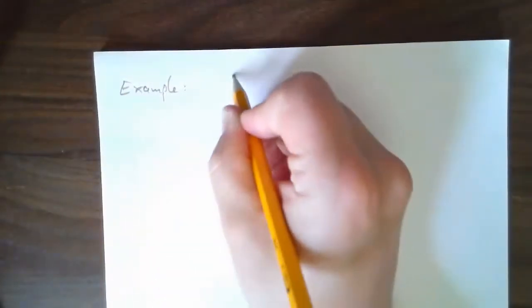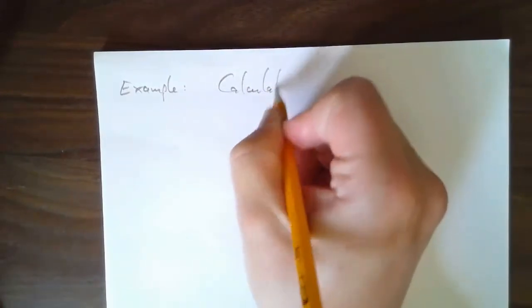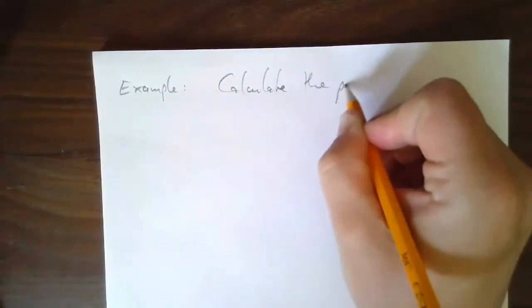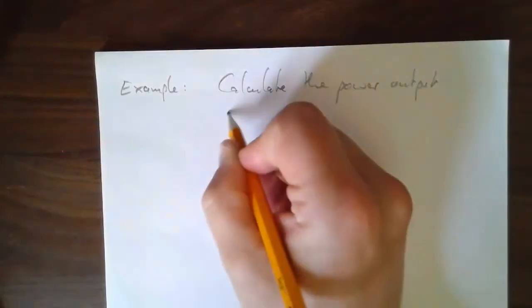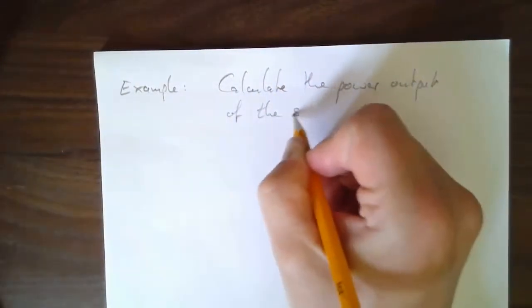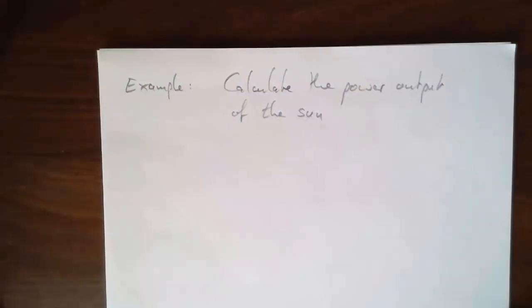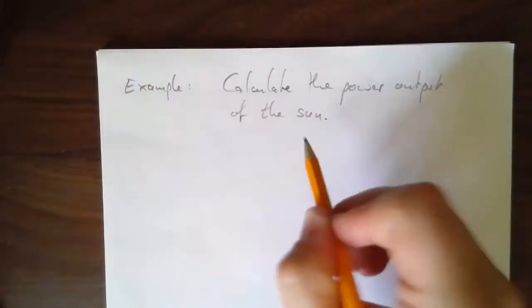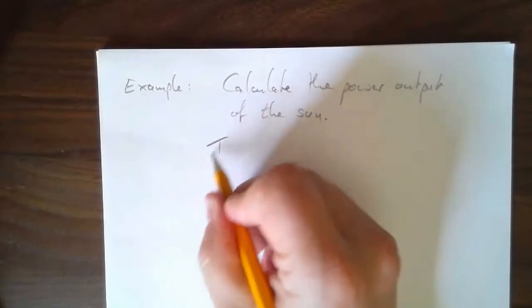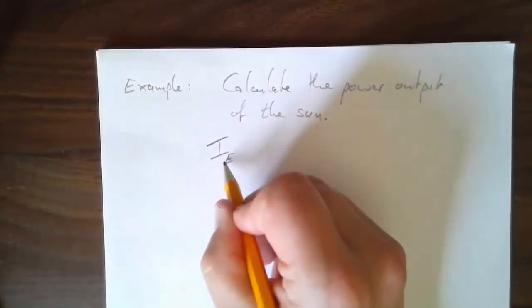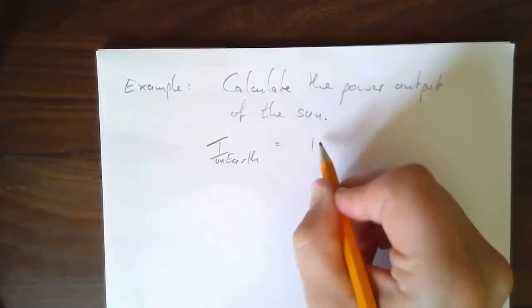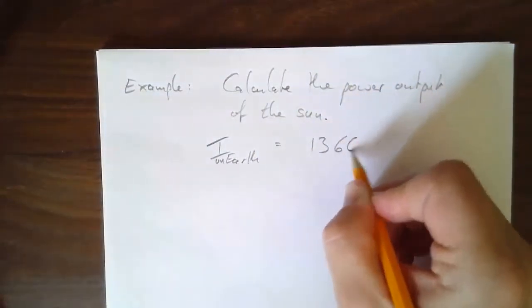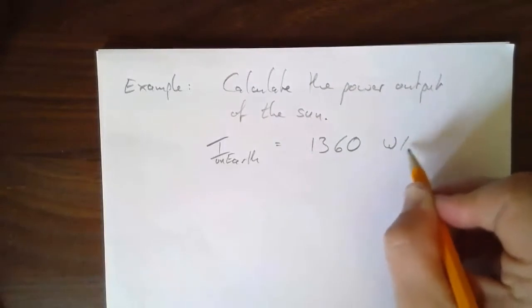Example. Calculate the power output of the sun. So how can we do that? The information we're given is the following. The intensity on Earth, due to sunlight of course, is about 1360 watts per meter squared.